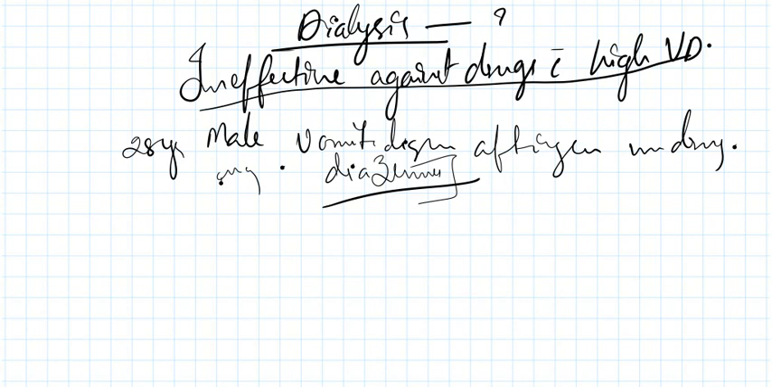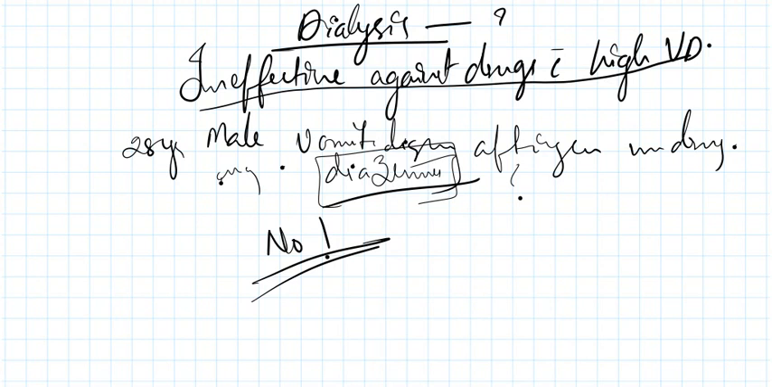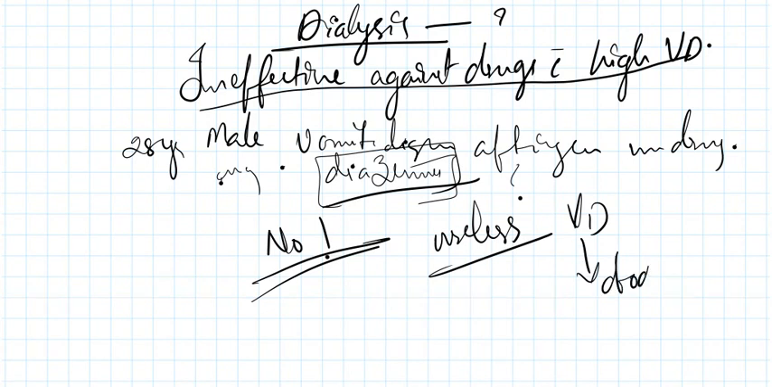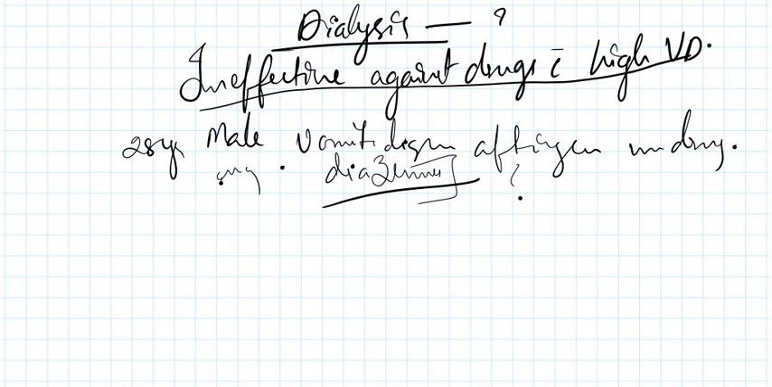Can dialysis be done in this drug poisoning? No. In benzodiazepine poisoning, you can't do dialysis. Even if you do dialysis, it is useless, because the drug has a high volume of distribution. It has already entered and been absorbed into the body tissues. So even if you purify the blood through dialysis, there is no use. The drug is already in the tissues itself. So dialysis is ineffective against drugs with high volume of distribution.